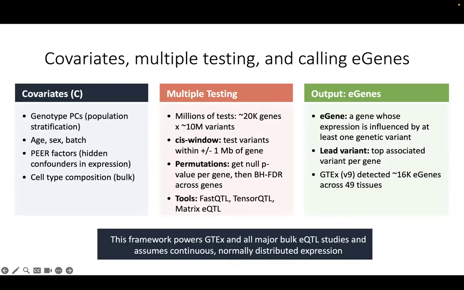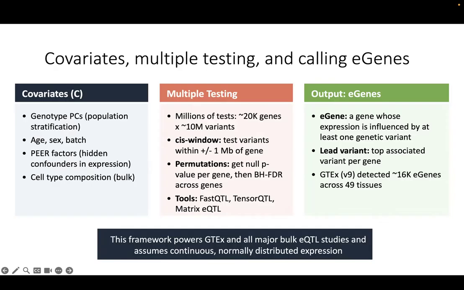First, for covariates, we generally include genotype principal components to control for population structure, plus age, sex, and batches as covariates. And we usually add PEER factors, which are latent variables that help account for unmeasured confounders, like cell type composition, which can help substantially boost discovery.